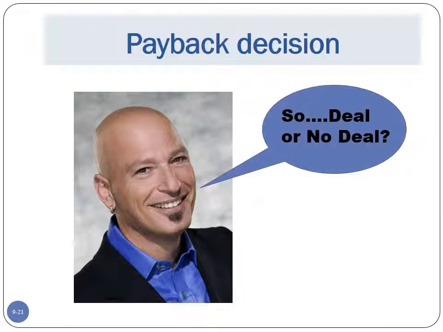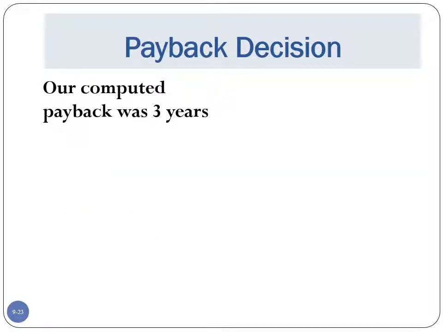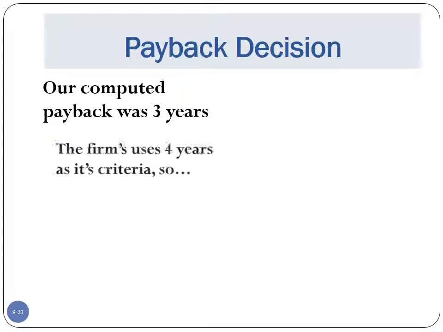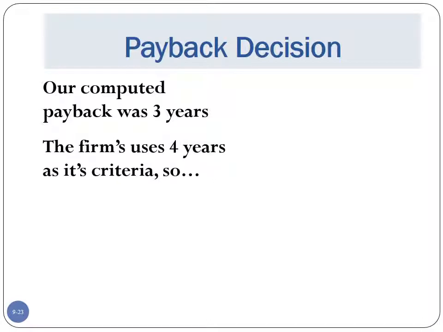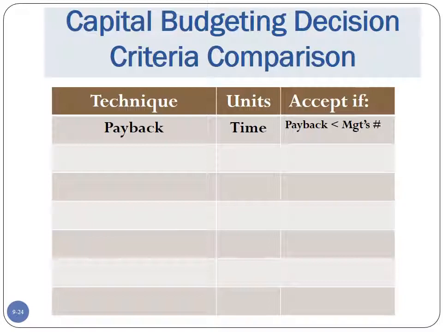So what's the decision? Do we have a deal or no deal? We need to know management's number. In other words, what does the firm use for the evaluation of its project when they use payback? Most companies use either 3 or 4 years, so let's use 4 for example. Our computed payback was 3 years, a little over 3 years. The firm uses 4 years as its criteria. So yes, we accept this project as we recover our cost of the project early. So the payback technique is in units of time, and we accept if the payback period is less than management's cutoff period.